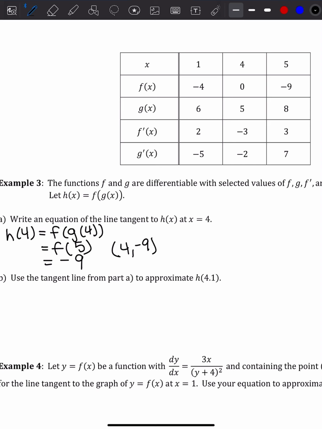Now we're going to take the derivative of h of x. So h prime of x is equal to f prime of g of x times g prime of x.